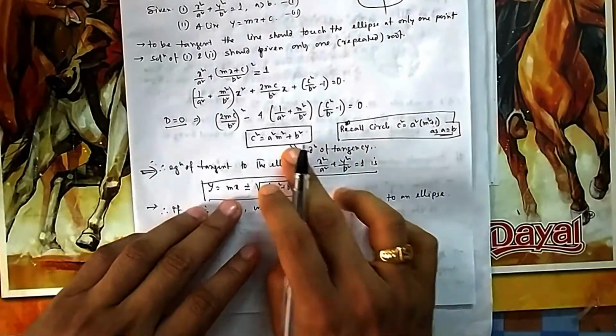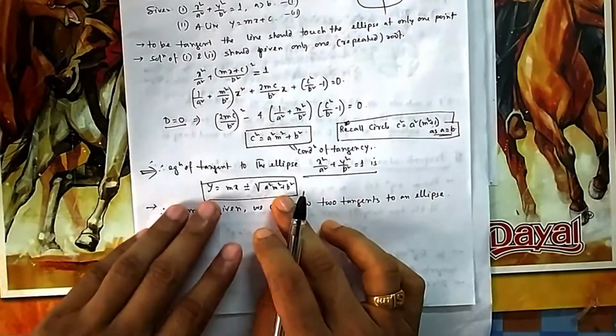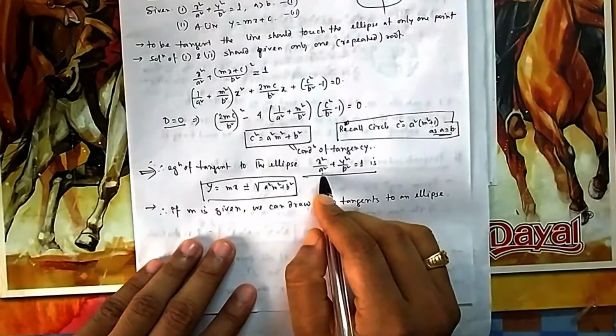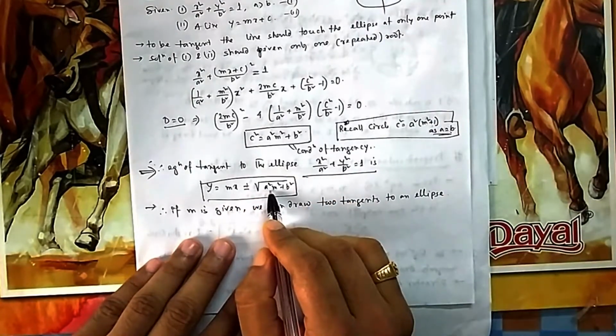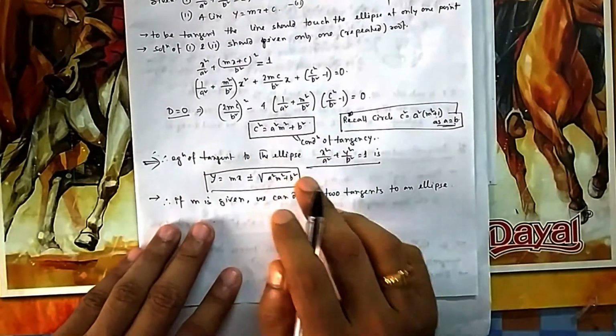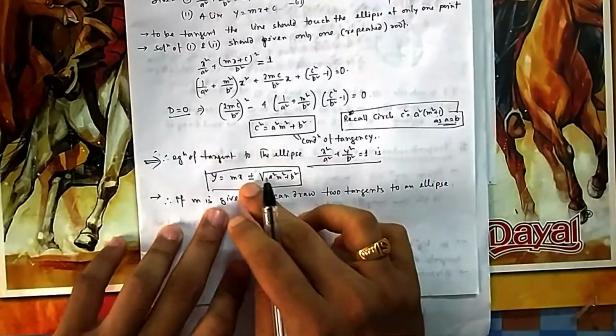So the equation to an ellipse, if suppose this is your ellipse, what will be the equation? This will be the equation: y equals mx plus minus the square root of a square m square plus b square. You can see a is greater here. So whichever is greater, m square will come with that one. If the circle changes, it will automatically change. We will see that in problems when we apply this in numericals. So this is the condition.